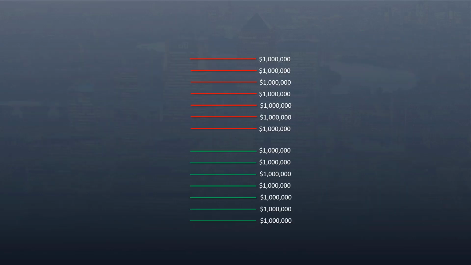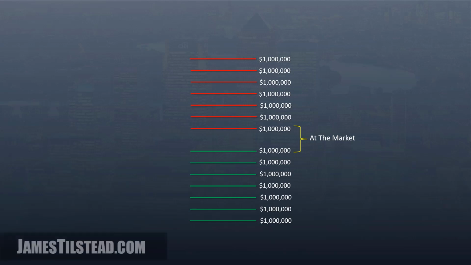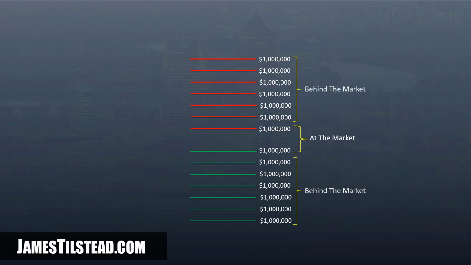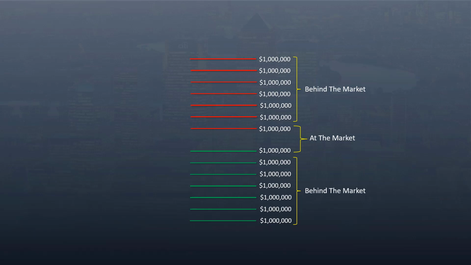Let's say this is what the depth of market looks like. We have several market makers all competing to attract customers. So we have the best, most competitive prices from the highest bid and the lowest offer that we call at the market, and this is what we see on the price chart. But then behind that, we have all of the other quotes. Altogether, this is how much liquidity is available, and in this example, it is equal on both sides.